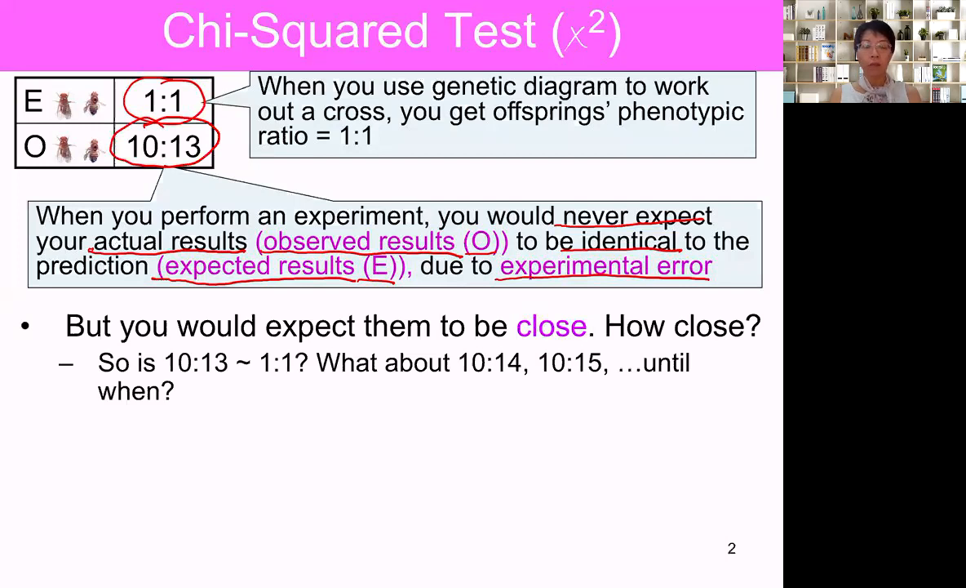So how close? If a person gets 10-to-13, can this be considered as 1-to-1? Can, because it's very, very close to 1-to-1. How about 10-to-14, 10-to-15? Until when can we say that now your ratio is too far away from 1-to-1, we cannot say that it's a 1-to-1 ratio already? To what extent is the cut-off point?